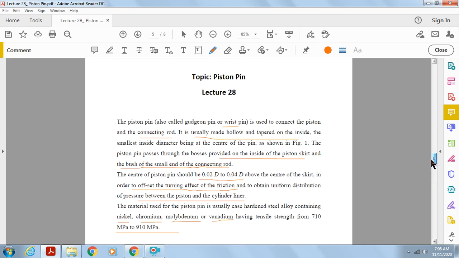So these are all about the piston pin design. You are all advised to go through this content and practice the numericals, and also remember the types of materials used for the piston pin. I have told you alloy steels are used. In the alloy steel, the alloying materials are mostly nickel, chromium, molybdenum, vanadium, like this.